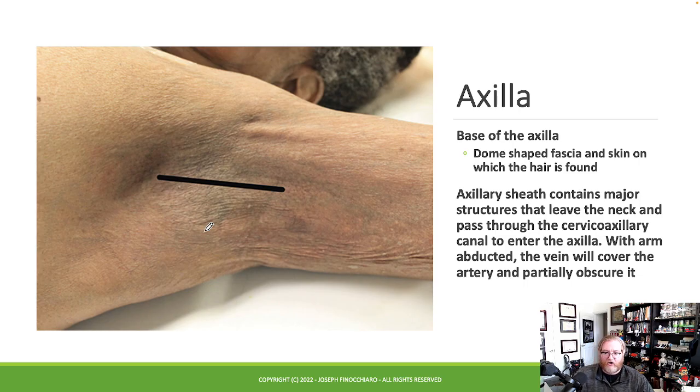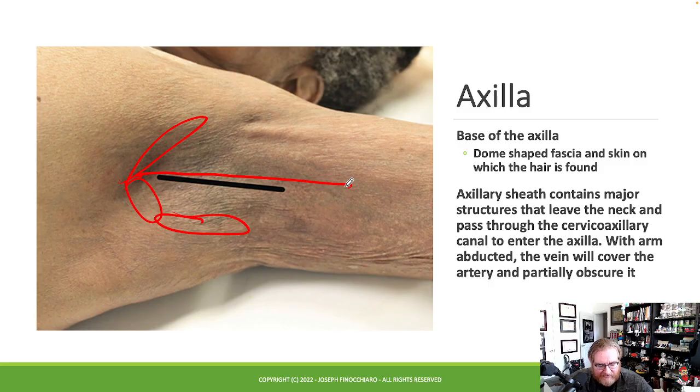So here with the arm abducted, abducted means arm is away from the body, we see the armpit. So here's the anterior fold, here's the posterior fold, there's your ribs, and what you do is right down the middle, right down the center of the axillary space.